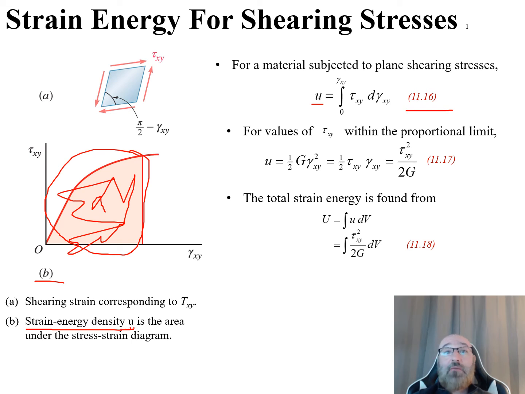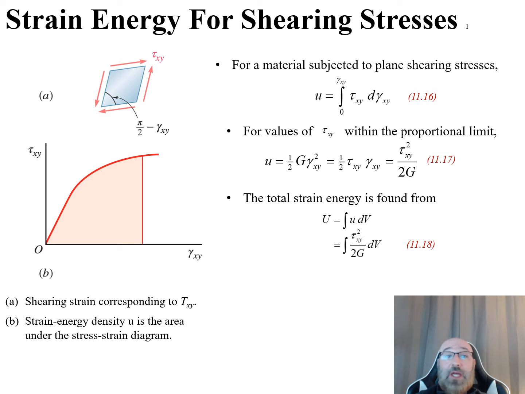Now for the case where our values of shear stress, our tau xy, are within our proportional limit, so if they're in this proportional limit on our graph over here, then we have the relationship that our strain energy density, our u value, is equal to 1/2 our modulus of rigidity times that shearing strain gamma xy squared, which can reduce down to 1/2 our tau xy times our gamma xy. We can then rewrite this in the relationship that our tau xy squared all over 2G is equal to that strain energy density, our value for u, if our values for tau xy are within that proportional limit.